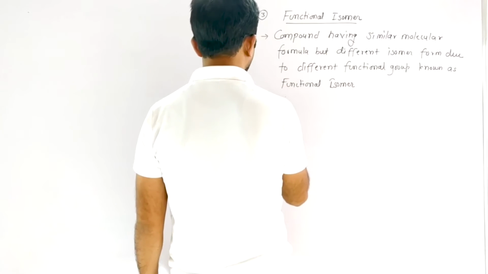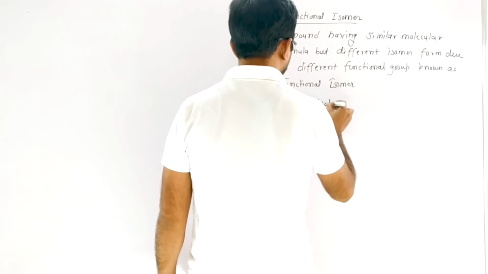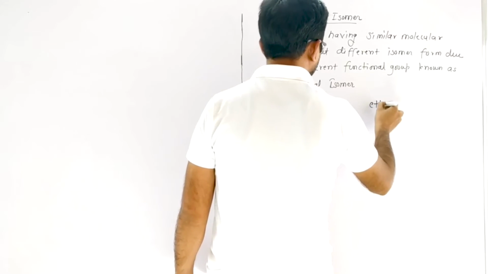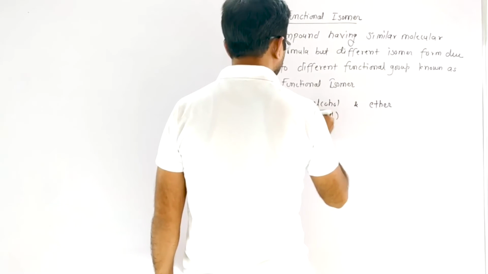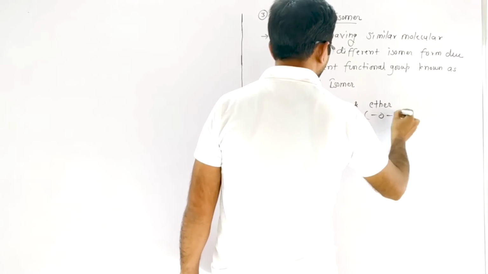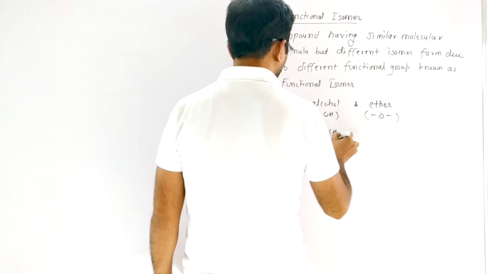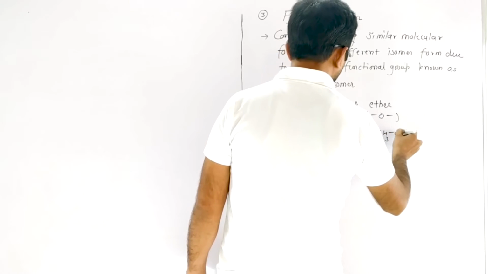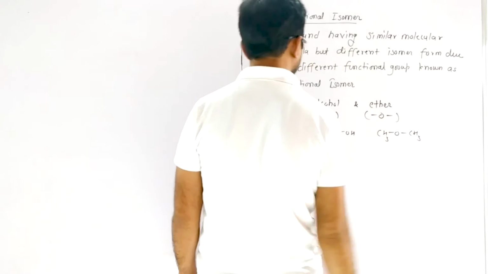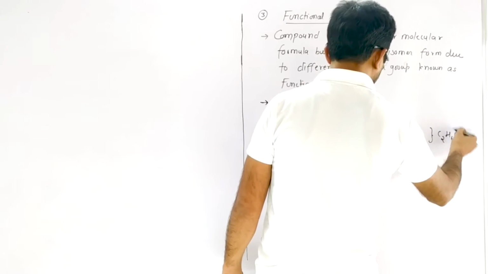We have some functional group examples, like alcohol and ether. Alcohol has the OH group while ether has the C-O-C group. We have CH3CH2OH, and with the same molecular formula we have an ether, and both have the formula C2H6O.